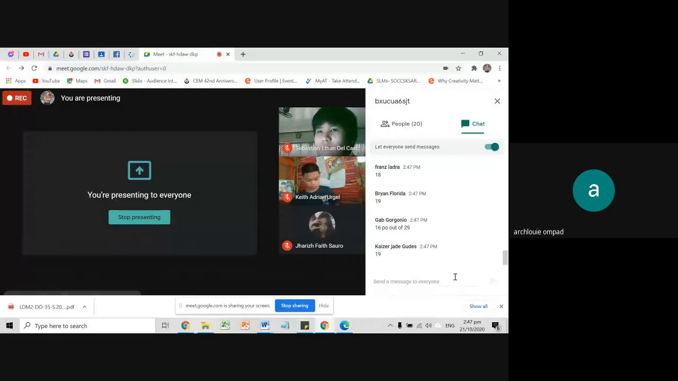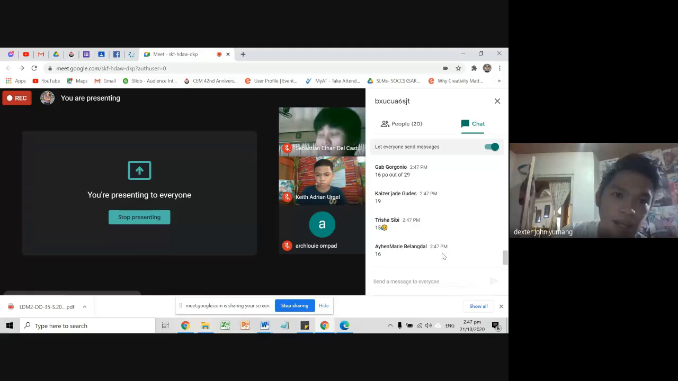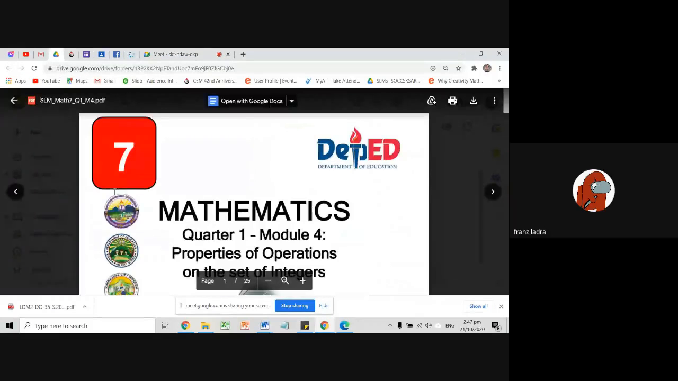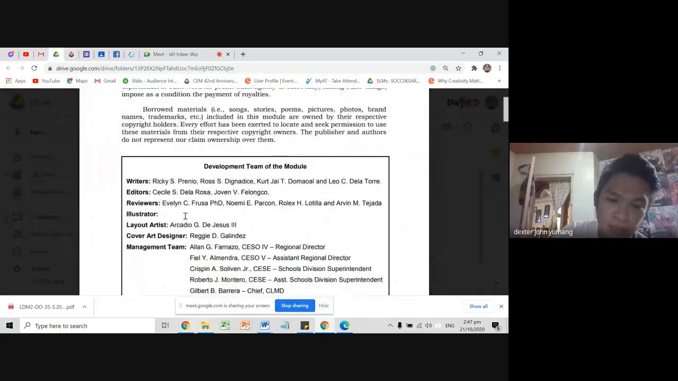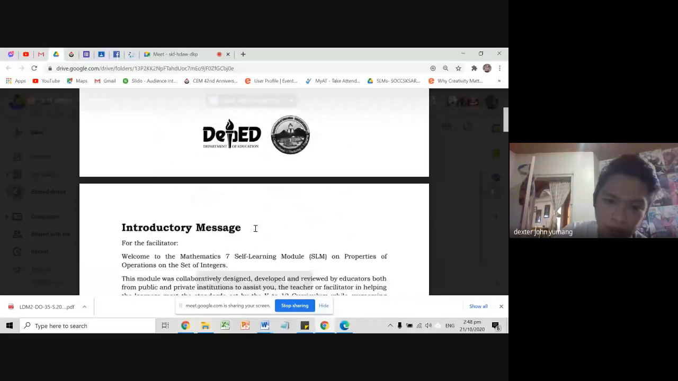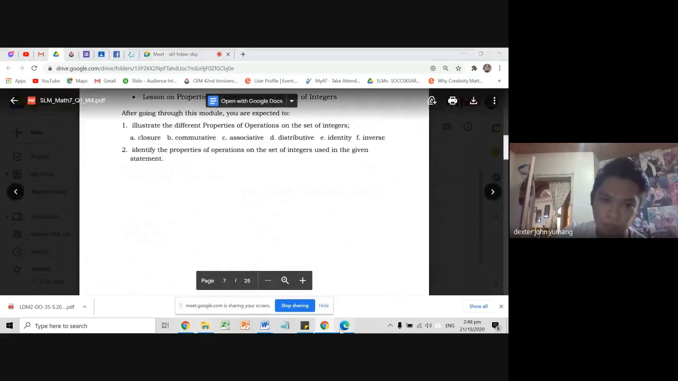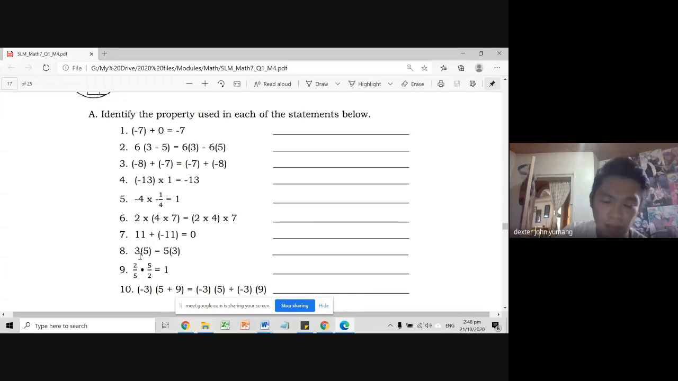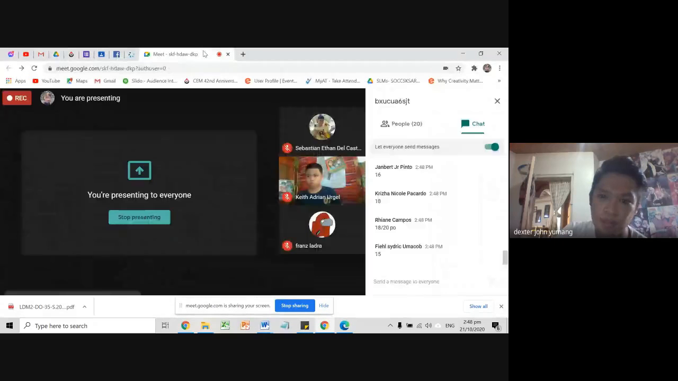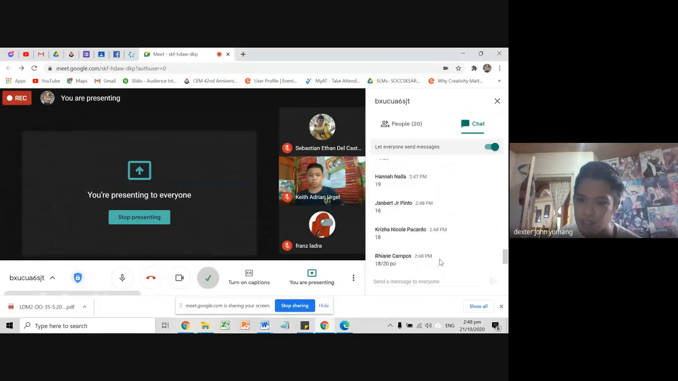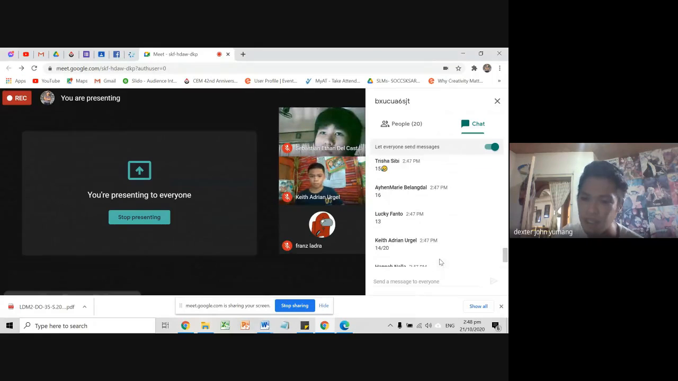16 po si Gab. Sir, ano po answer sa number 8 po? Number 8. Wait lang. Reciprocal. Yung may reciprocal, inverse property po yon. Number 8. Ay, number 8. Kuan po answer dito. Tawag ito. Closure property. Number 8 is closure property. So, type your score. Kiel 15, Rian 18, Kisha 18, Janbert 16, Hannah 19, Kit 14, Lucky 13, Ayen 16, Trisha 15, Kaiser 19. Okay.